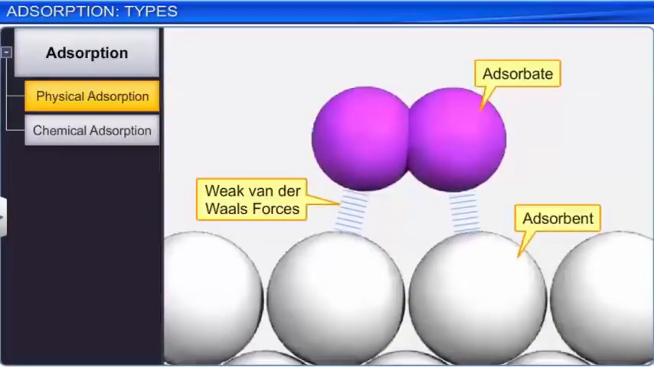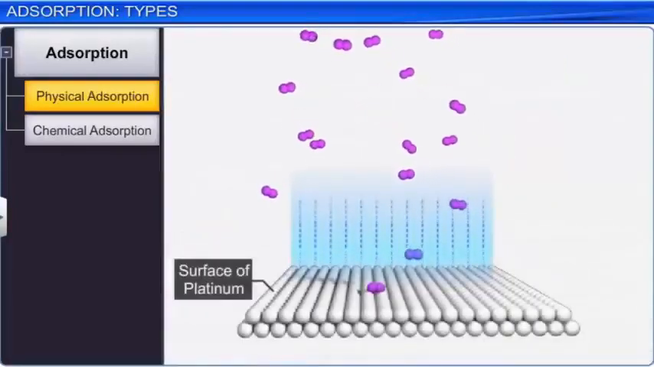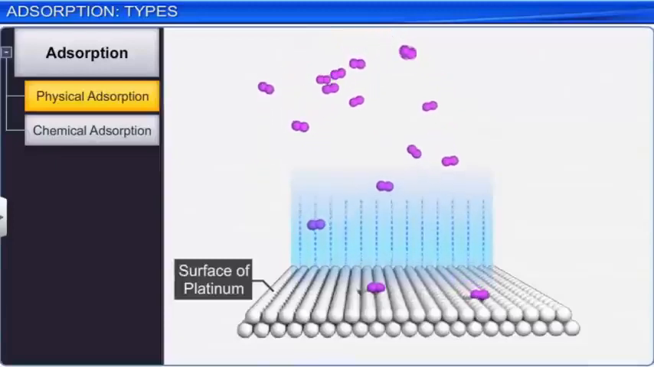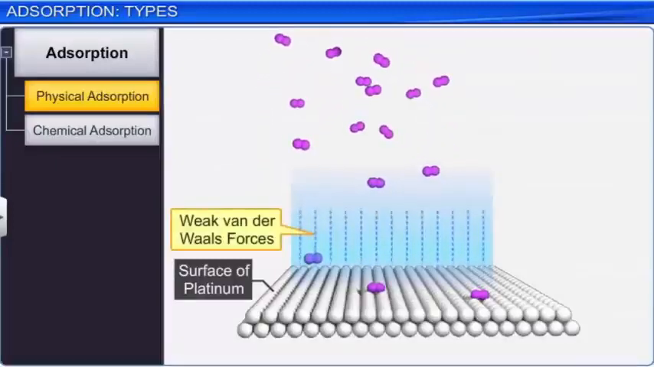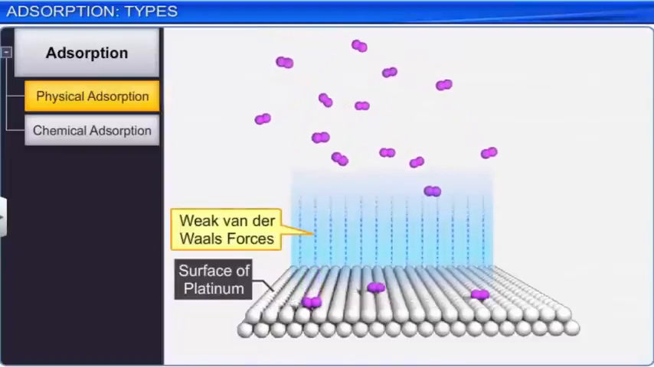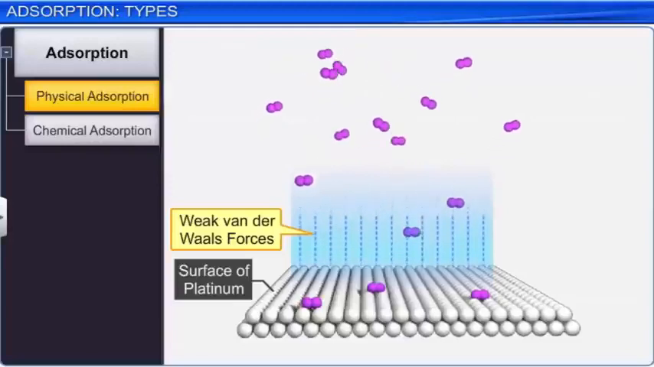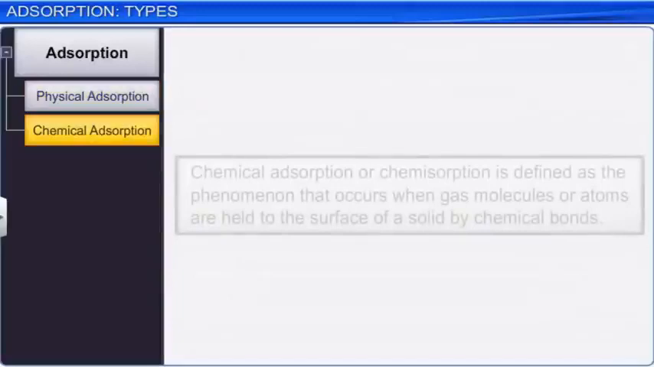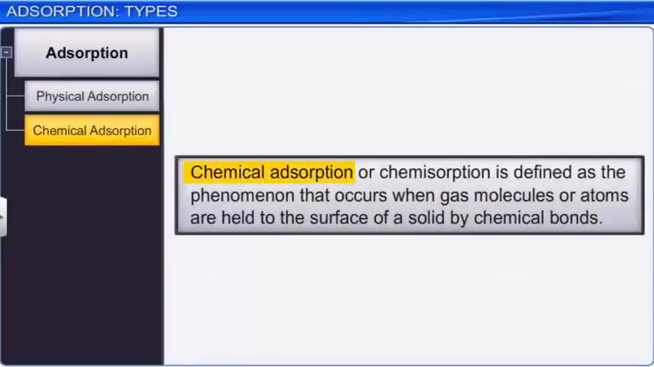Thus, we can also say that physical adsorption occurs when a gas accumulates on the surface of a solid by van der Waals forces without the formation of a chemical bond between the adsorbate and the adsorbent. Now let us discuss chemical adsorption. Chemical adsorption or chemisorption is defined as the phenomenon that occurs when gas molecules or atoms are held to the surface of a solid by chemical bonds.